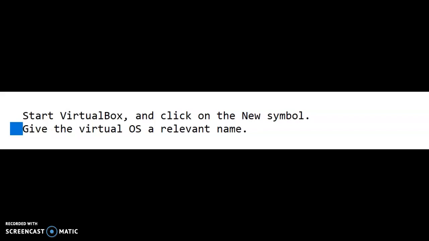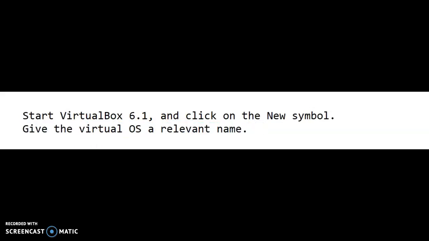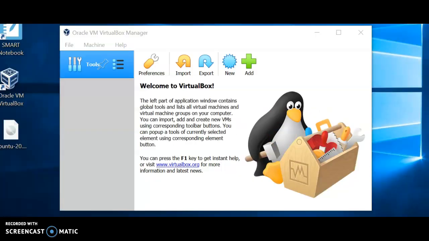First thing that we're going to do is start the VirtualBox 6.1 and click on the new symbol. And after that, we will give the virtual OS a relevant name. So how is that done? So now we have the VirtualBox, and this is the front page, and now we're going to add new.